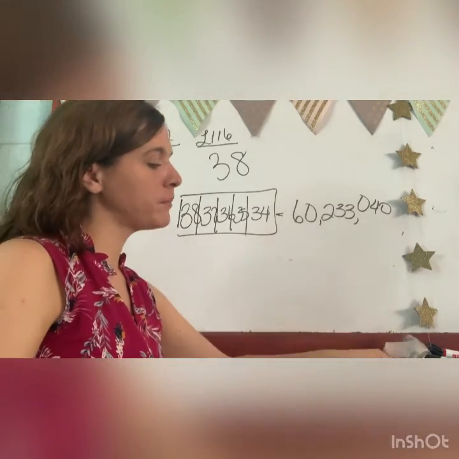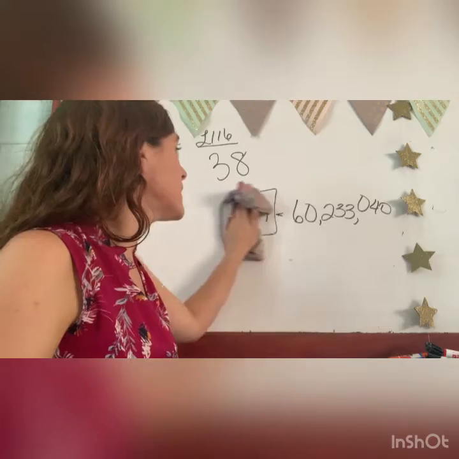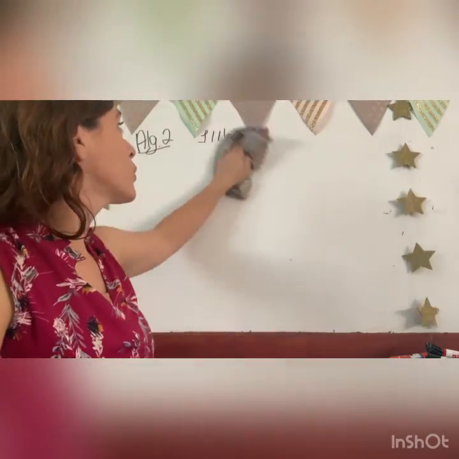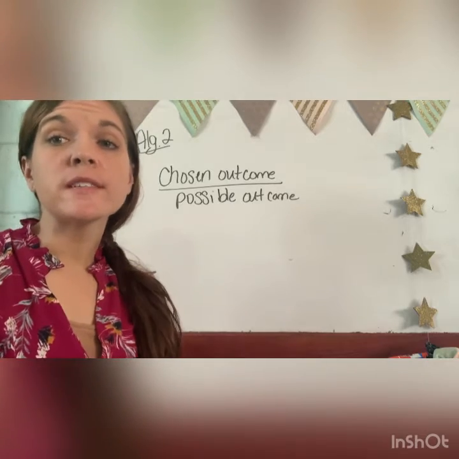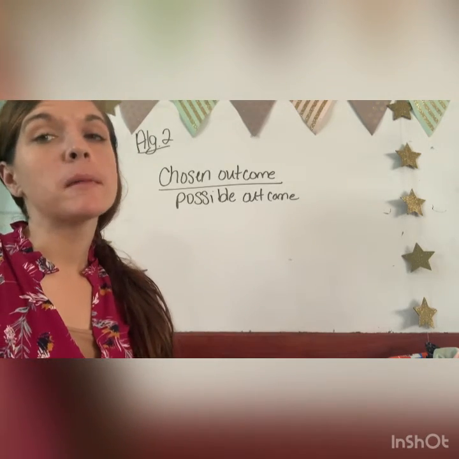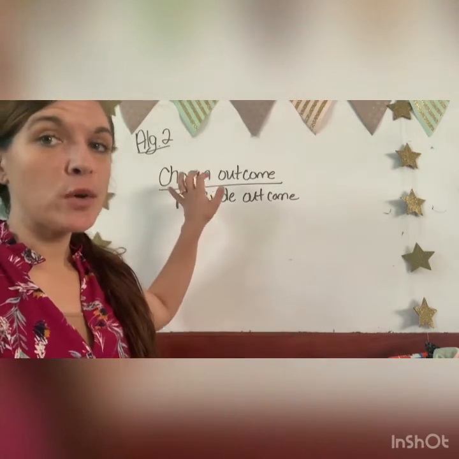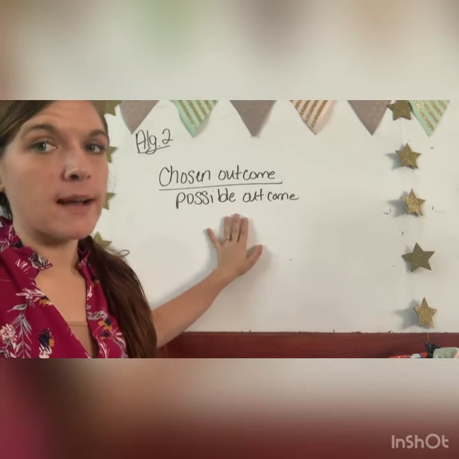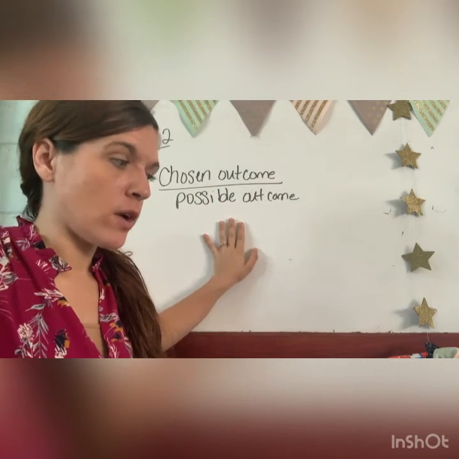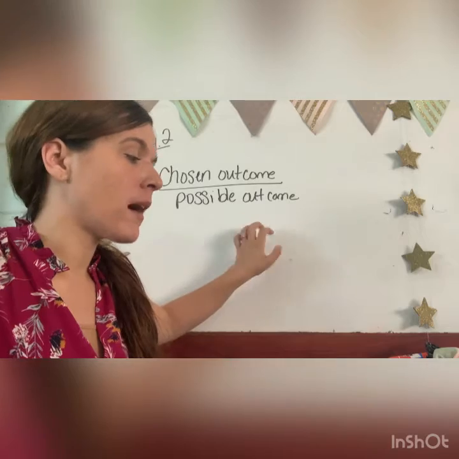Okay, and now we're going to get into the real probability. What you have to understand about probability is that probability has an equation: the chosen outcome over the possible outcomes.